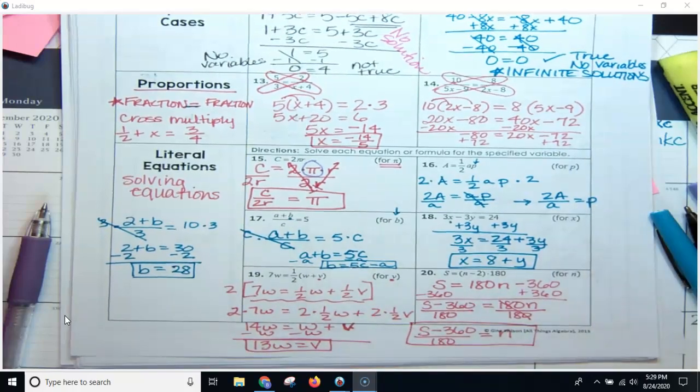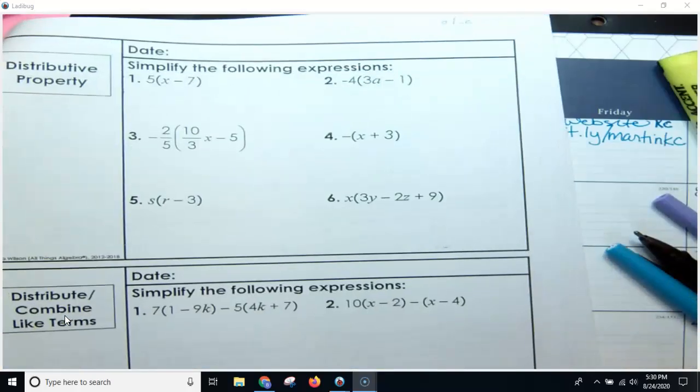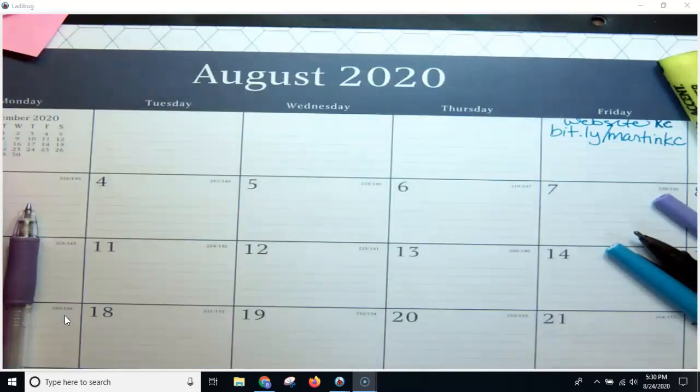Hopefully you guys are getting the gist of that. And that is how you do literal equations. So there you go. We'll talk about what the homework is later.